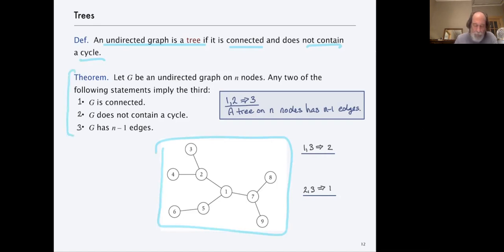Properties stated here. If G is an undirected graph on n nodes, then from any two of the following statements, you can derive the third. They are: G is connected, G does not contain a cycle, and G has n minus 1 edges. So let's look just briefly at this. The first two are just the definition of being a tree, right? Connected and having no cycle. So this claim that properties 1 and 2 imply 3 is the property of trees that we usually state as the following: a tree on n nodes has n minus 1 edges.